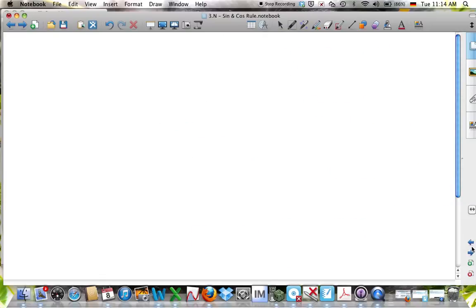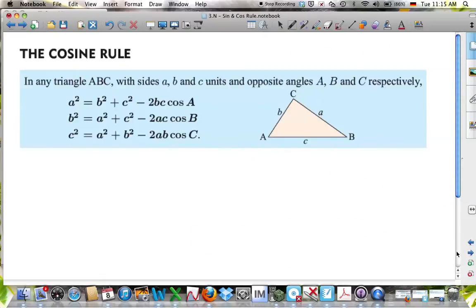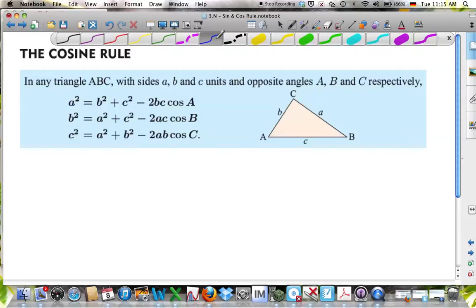Shall I carry on with the cosine rule? Yeah. Okay. So we're just going to have a quick look at the cosine rule, which is another rule that can be used for non-right angle triangles.